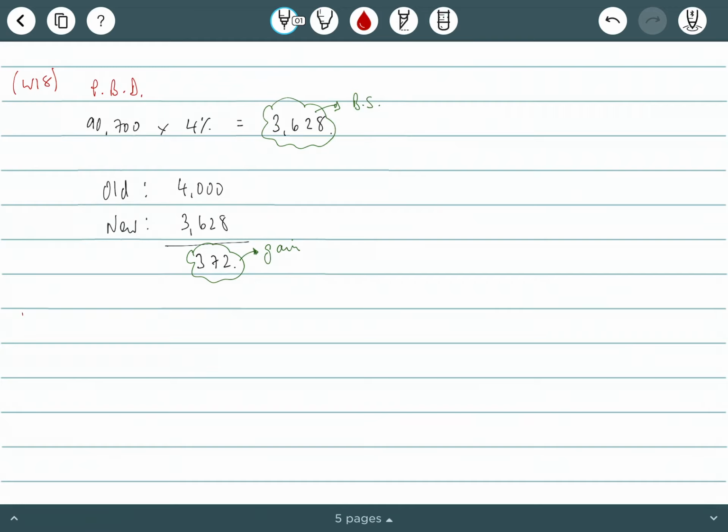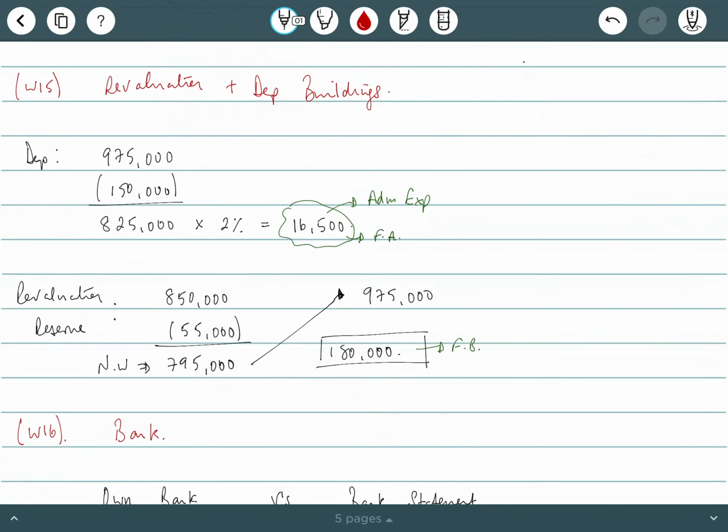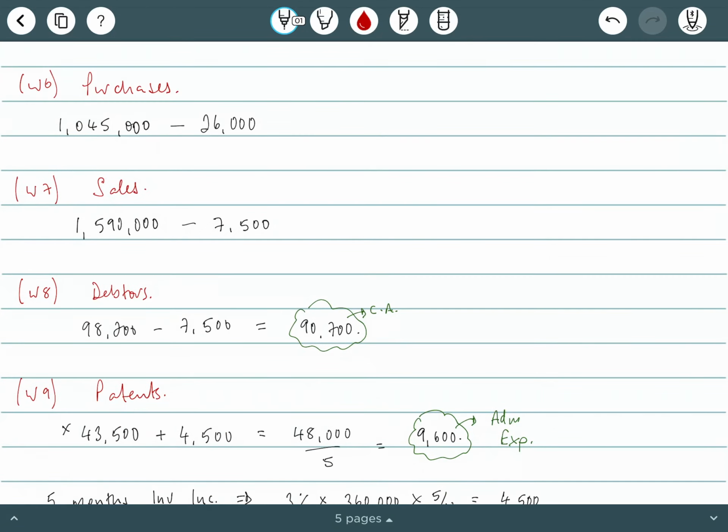Working 19. The managing director should be paid a bonus of 5% on all sales. Well, let's get our sales figure. It's up here somewhere. There it is. Now we can close off the sales. 1,590,000 minus 7,500 gives us 1,582,500. We know where that's going to go. That's going to go into your trading account. So let's bring that figure down here.